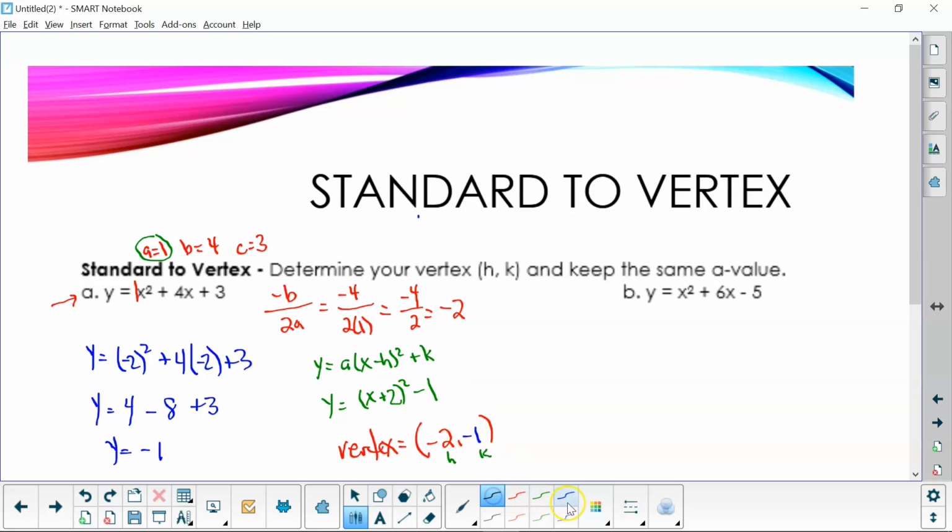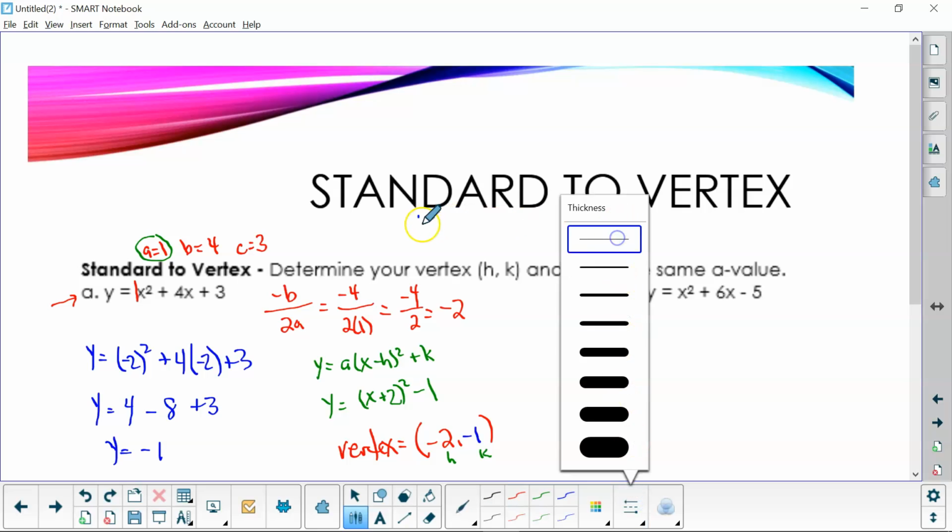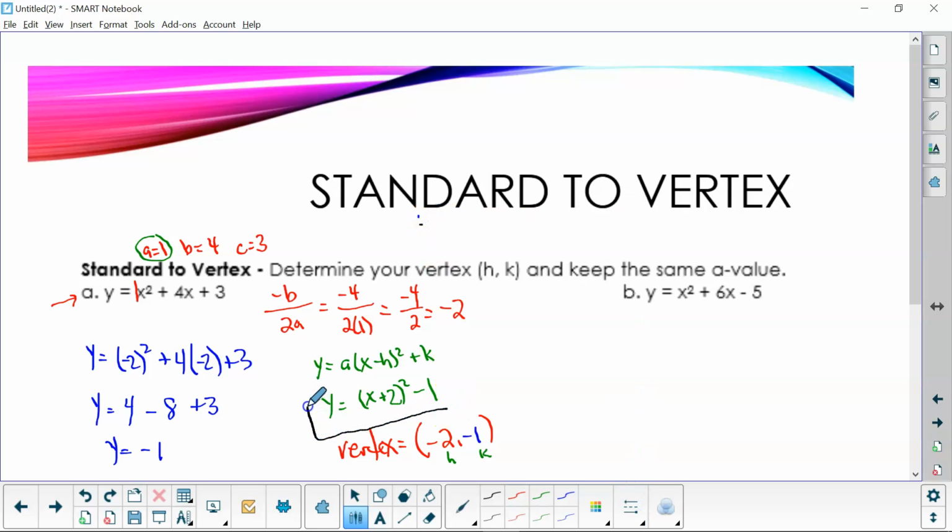And that is going to be my final answer for this. My final answer is y equals x plus 2 squared minus 1. That's my vertex form.